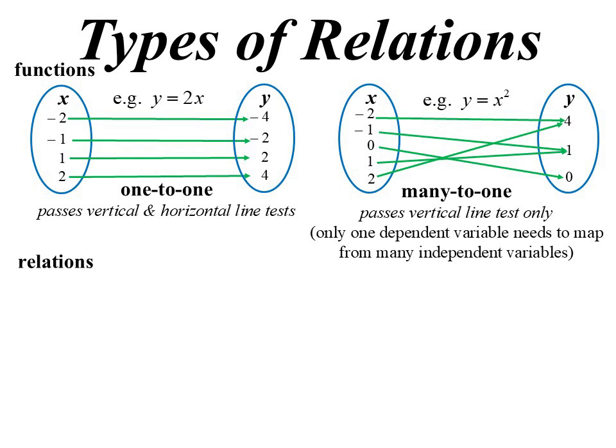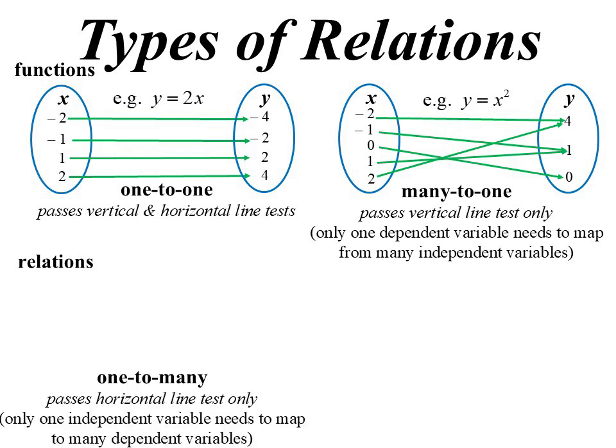That then leads us to the other things that are not functions. So they're still relations though. We can now have one to many. Now that one would just pass the horizontal line test. It'll fail the vertical line test because it's not a function, but would satisfy the horizontal line test.